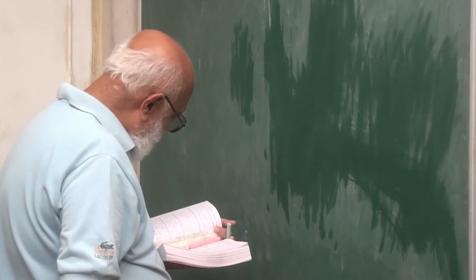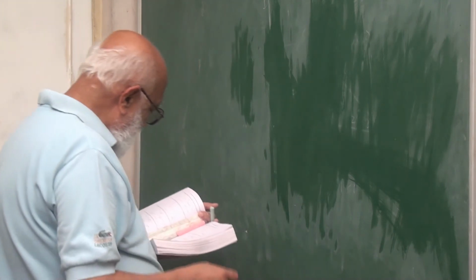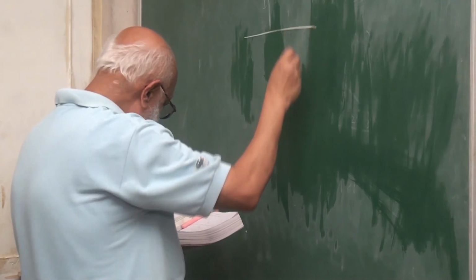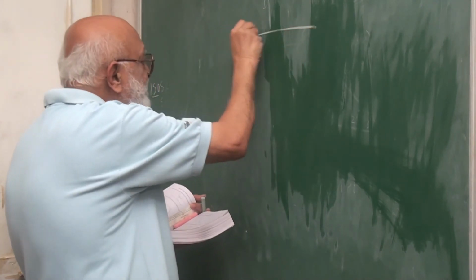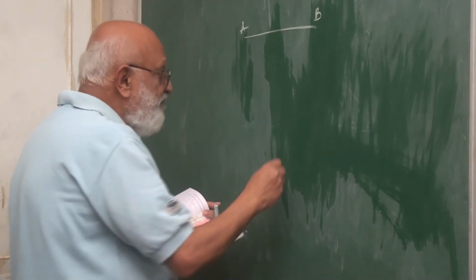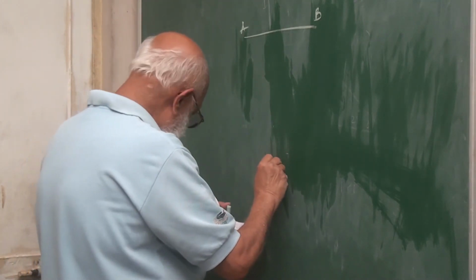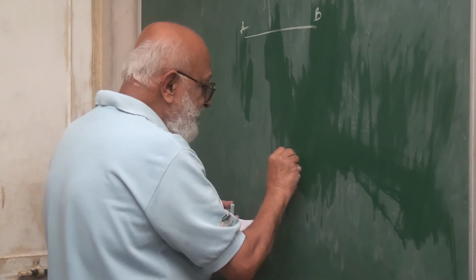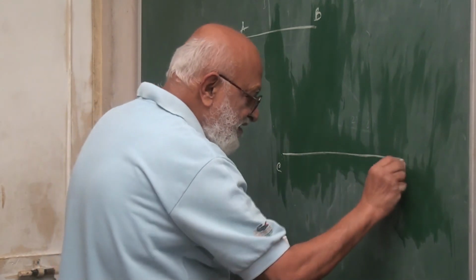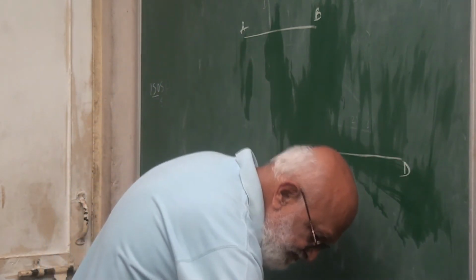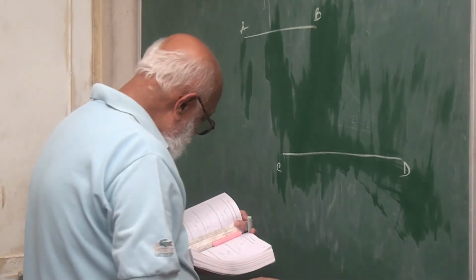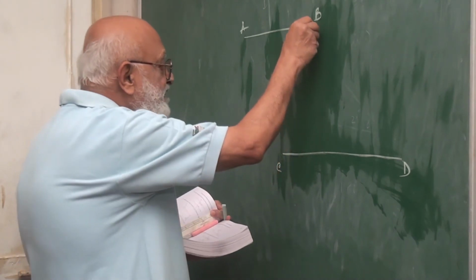Now here is again an interesting one. This is a line. This line is AB, and another parallel line is CD. So this is CD. Okay. Now B and C are connected.